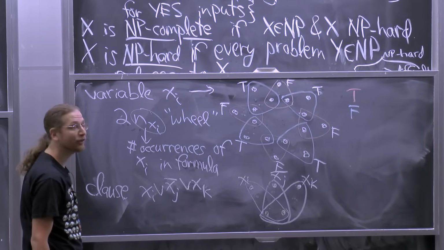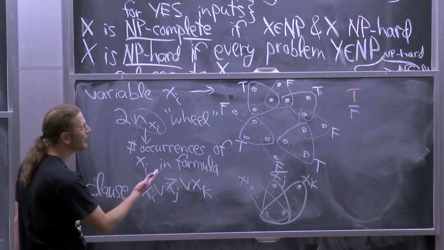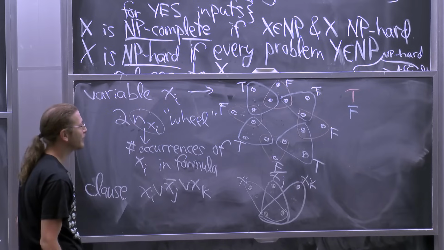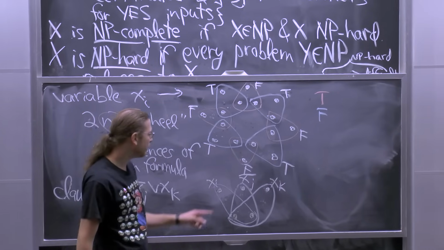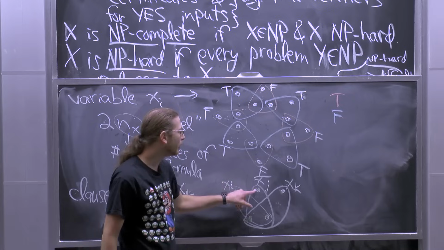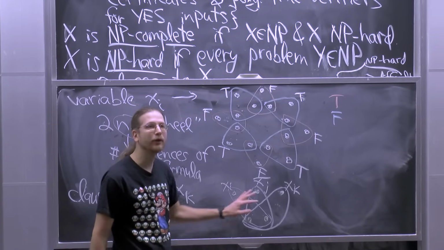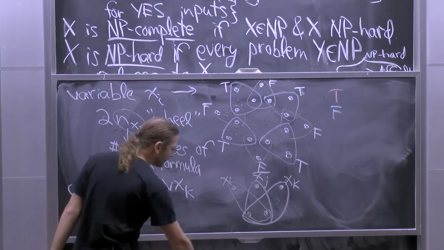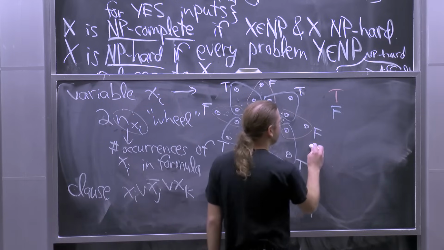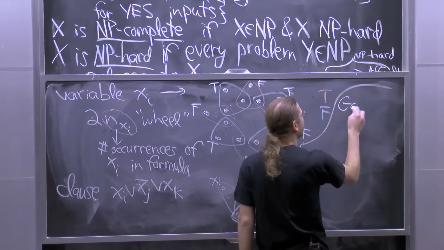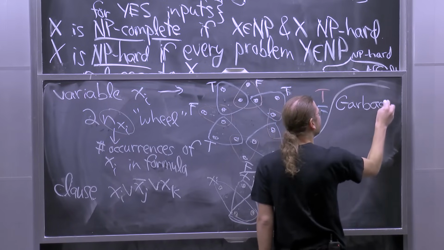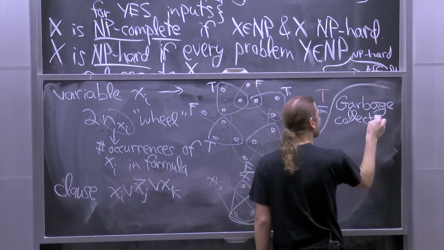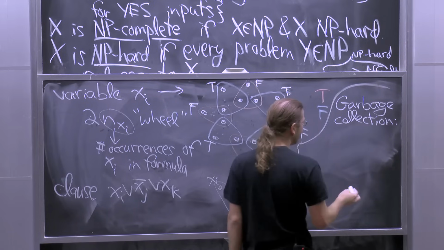Now, slight catch. If you do this, not all the points will be covered. Maybe all of these are true, and so they're all left behind, and I can only cover one of them with the clause. So a little messy. You need another gadget, which is called garbage collection. I don't want to spend too much time on it.